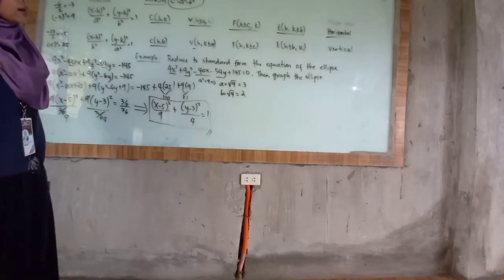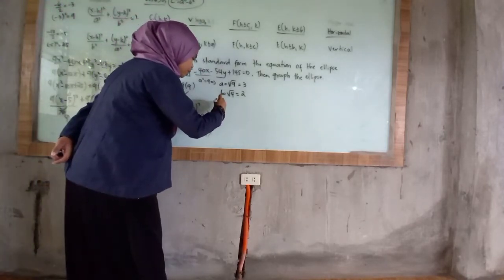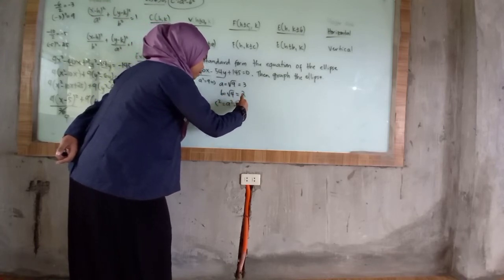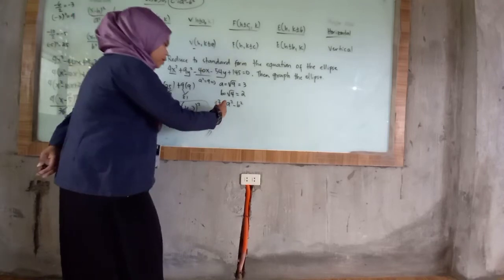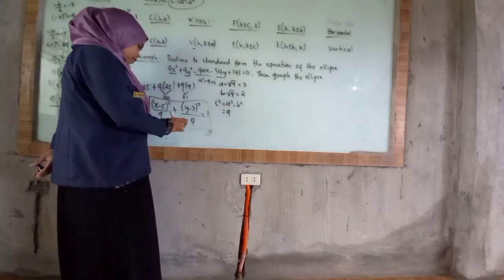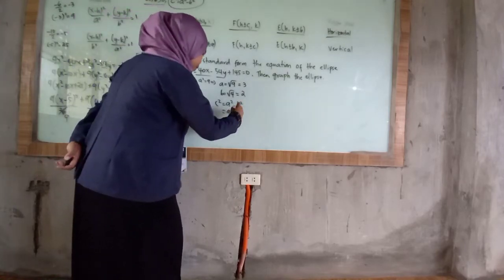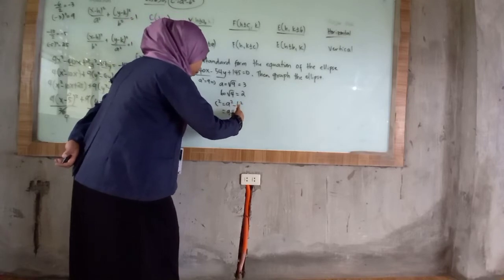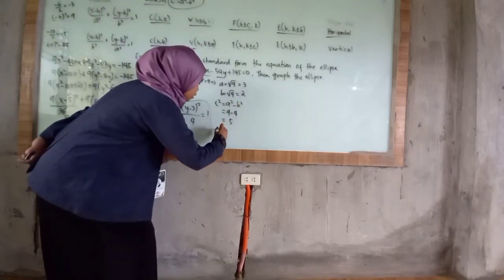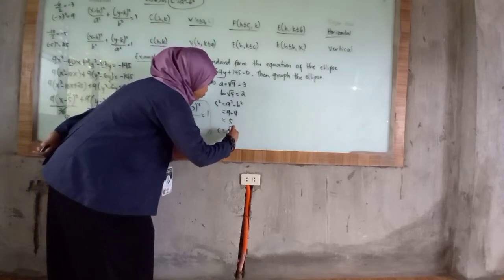So how to find the value of C? So I have to use the given formula for C. So I have C squared is equal to A squared minus B squared. So ang A squared ko, I have 9. And then, B squared ko ay 4. So this is 5. So that is C is equal to square root of 5.